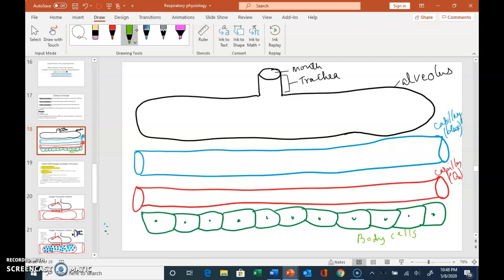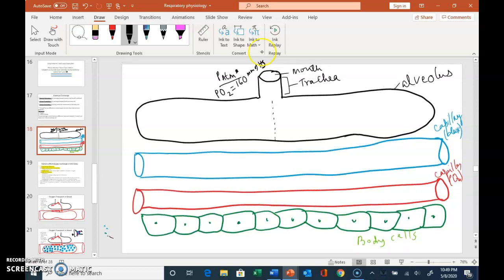All right, so before we start, let me divide the alveolus into two halves because that'll help me show you the difference. All right, so we'll start with the atmospheric pressure, P atmospheric. Now the partial pressure of oxygen in the atmosphere is about 160 millimeter of mercury. The partial pressure of carbon dioxide in the atmosphere is about 0.25. Do you see? It's 0.25 millimeter of mercury.